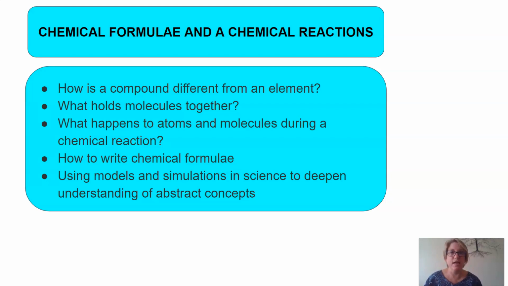This is our topic for today's lesson. We're looking at chemical formulae and chemical reactions. By the end of this lesson, I'm hoping you will know how a compound is different from an element, what holds molecules together, what happens to atoms and molecules during a chemical reaction, and how to write a chemical formula. You are going to be using models and simulations in science to deepen your understanding of abstract concepts.